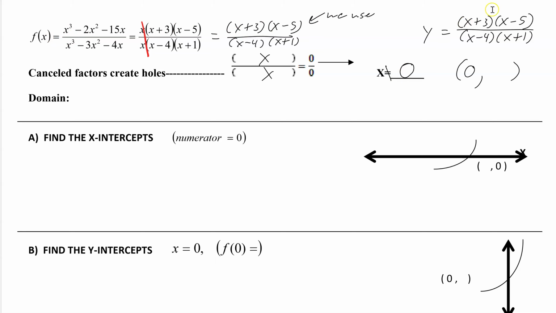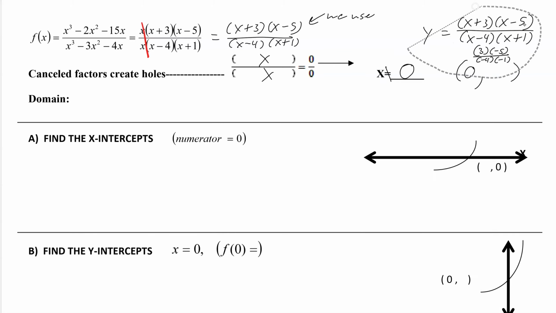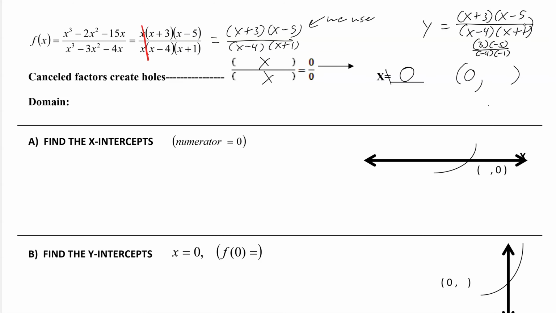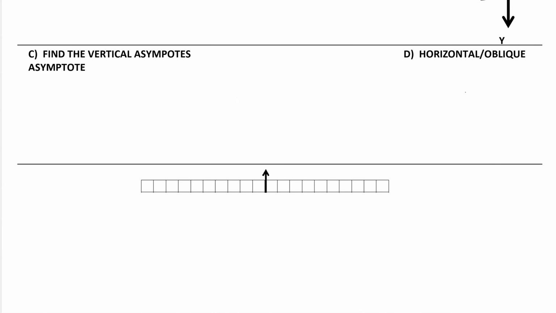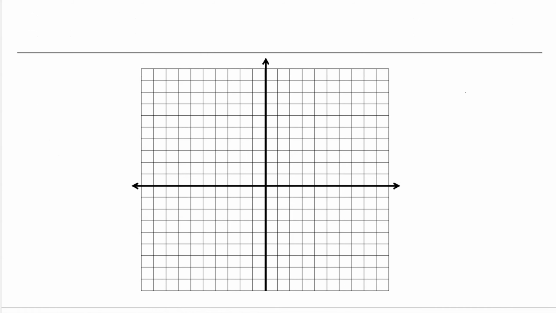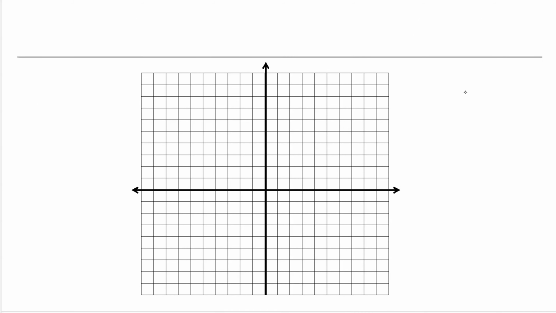So now if I were to take 0 and plug it in up here, I would get 3, negative 5, negative 4, and negative 1. Move that up a bit. Okay, so simplifying that would give me negative, and then it would be 15 over 4. And so that is our point. And if we plug that in our calculator, we get negative 3.75. So now we're going to go down to our graph at the bottom and plot that. So it was at 0 and negative 3.75.